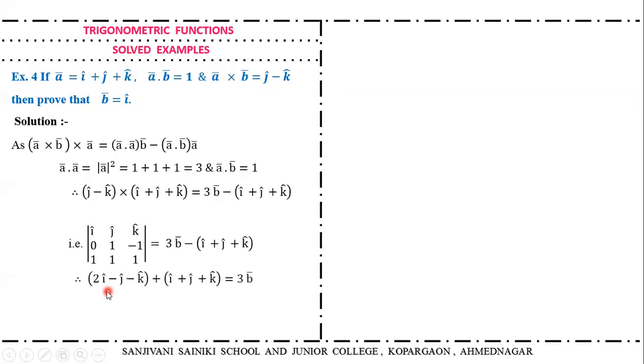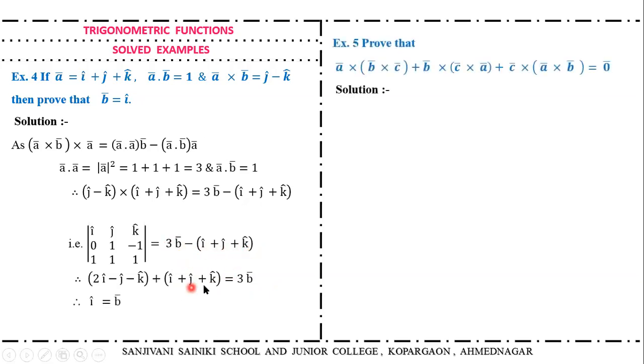Now this determinant is 2i minus j minus 6. So you simplify it, you will get this value equated to 3b bar minus j plus k, and you get the b bar after simplification I cap.